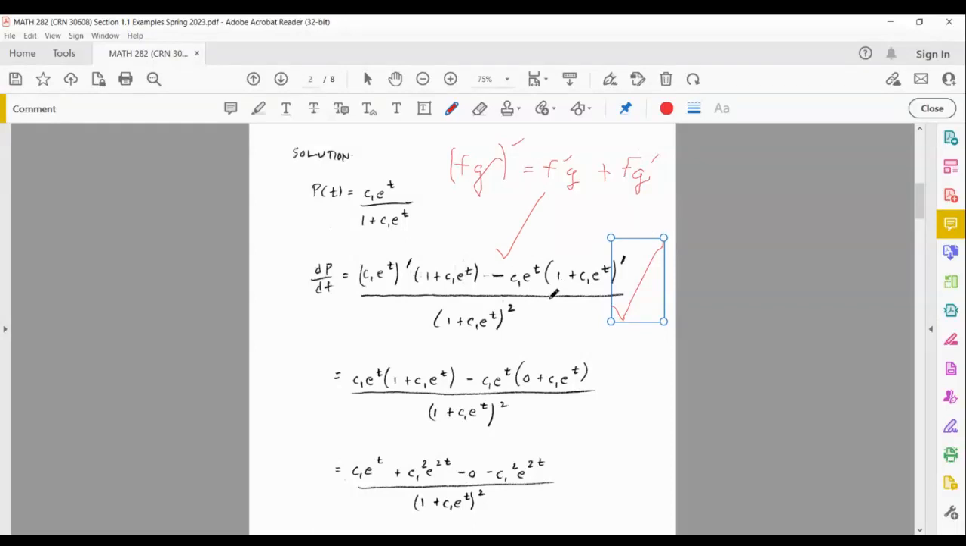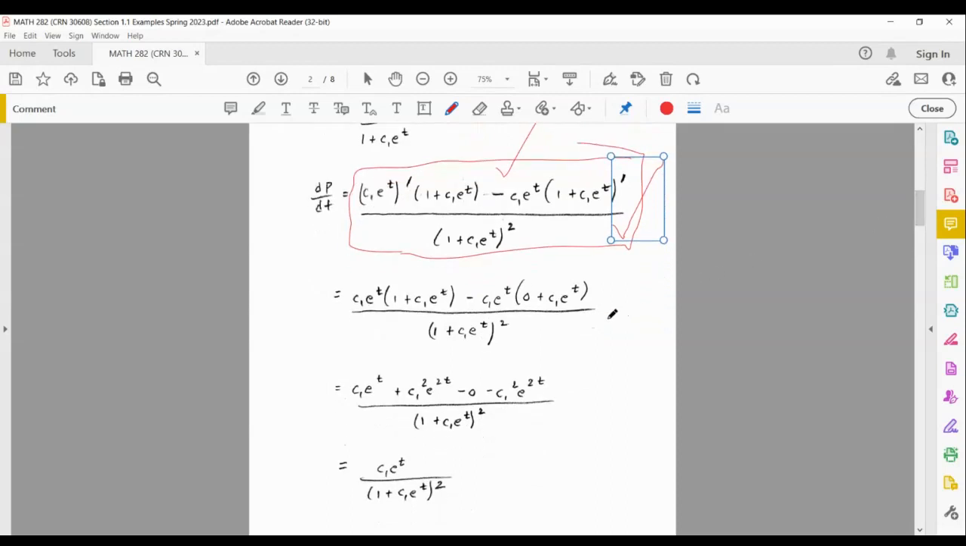What we want to do is rewrite this expression so that it equals p times 1 minus p, because the differential equation is dp dt equals p times 1 minus p. So what we do is we take the derivatives. We have two derivatives here that we need to take. We take them and we end up getting this expression.